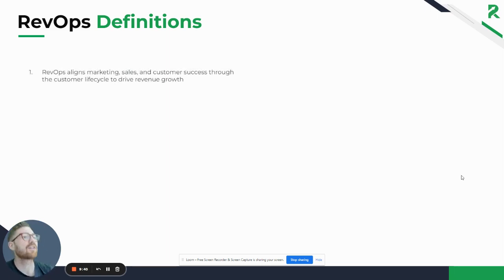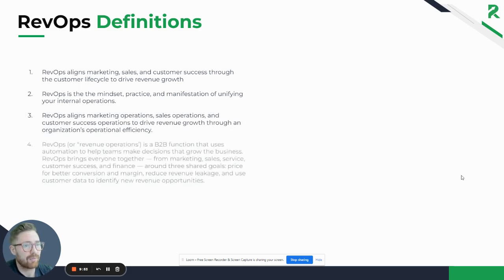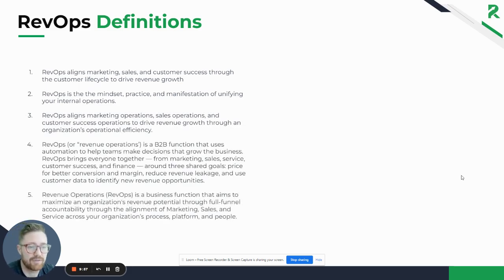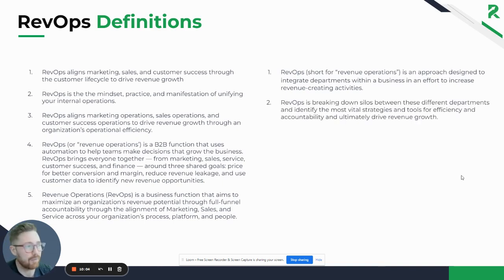RevOps aligns marketing, sales, and customer service, the customer lifecycle to drive revenue. Yeah. RevOps is a mindset. It's a practice and it's a manifestation of unifying your internal operations. Okay. It aligns marketing, sales, operations. It's a business function that uses automation to help businesses make decisions. It's a business function that aims to maximize organizations' revenue potential. It's an approach designed to integrate departments.